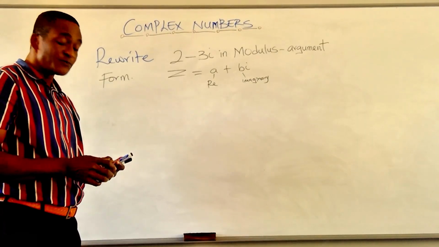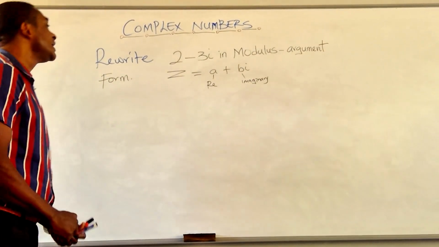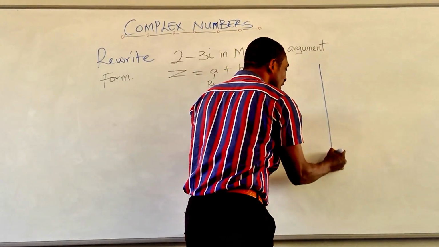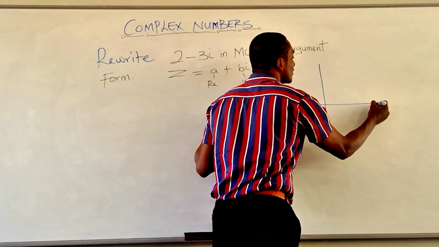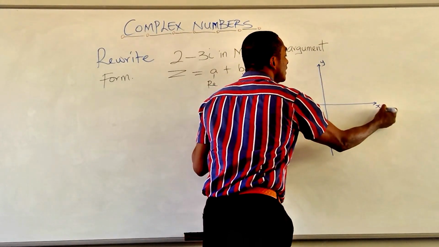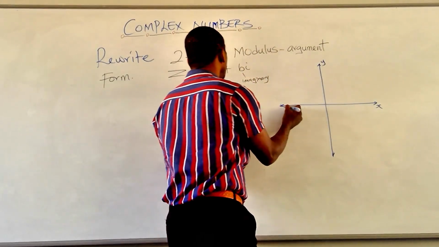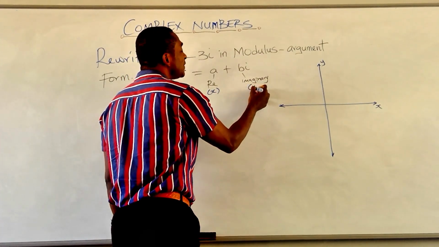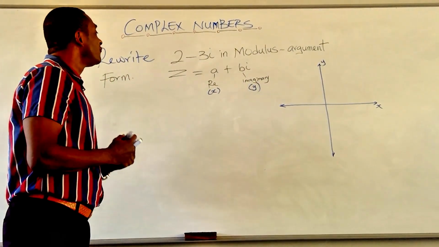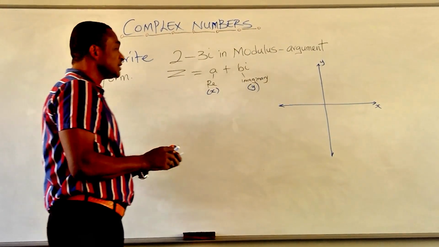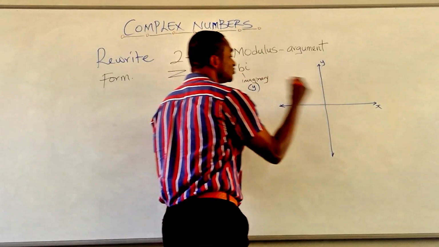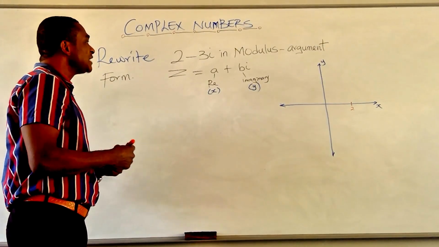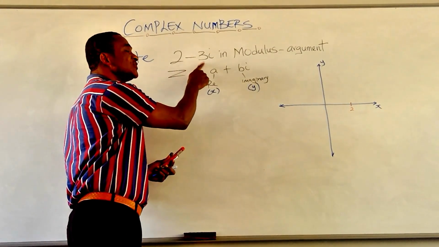How do we go about this? We use our Cartesian plane to illustrate this. Now, if we draw our Cartesian plane, let's remember that our real part is always on the x-axis, and our imaginary part is always on the y-axis. Now, from the expression, our real part is telling us that x is equal to 2. So x is equal to 2, and from our imaginary part, our y is equal to -3.